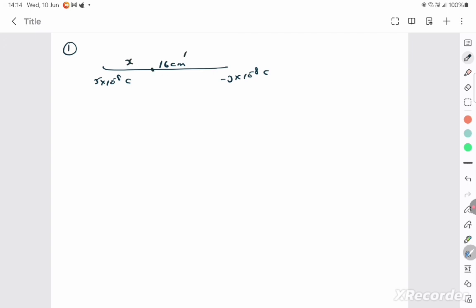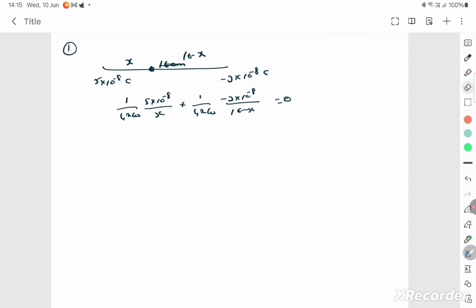So let's assume this is x and this is 16 minus x. The net potential at this point due to this charge is 1 by 4 pi epsilon naught into 5 into 10 to the power minus 8 by x, it's kq by r, plus 1 by 4 pi epsilon naught into minus 3 into 10 to the power minus 8 by 16 minus x, equal to 0. Some net potential at some point we are taking to be equal to 0. In potential we should take negative as negative and positives as positives.